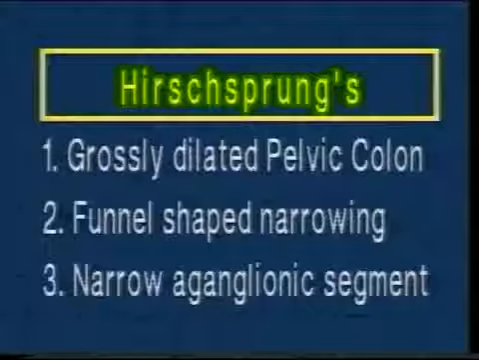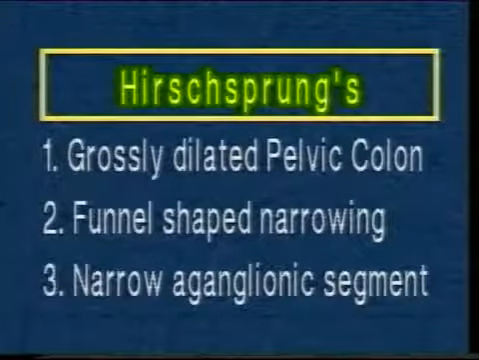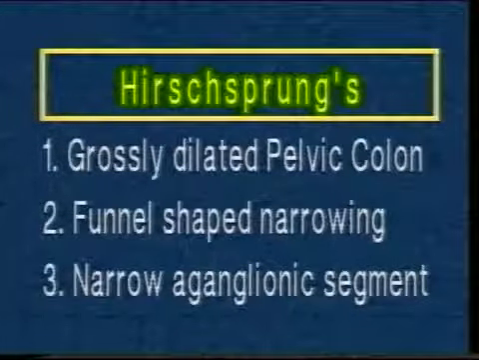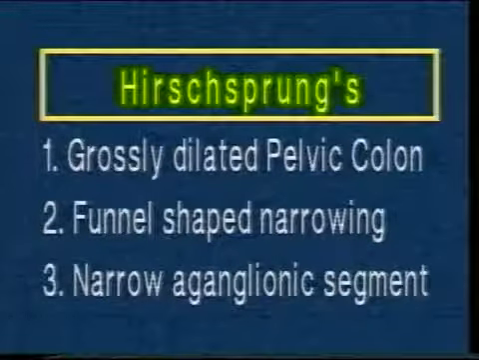So the radiological features of Hirschsprung's disease are a grossly dilated colon up to the rectosigmoid junction, a funnel-shaped narrowing, and a narrow aganglionic segment.